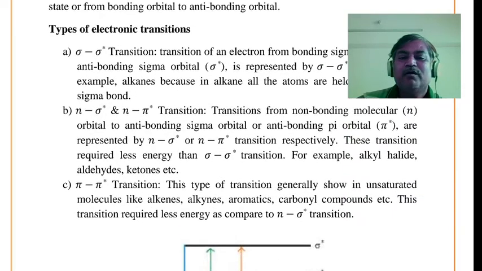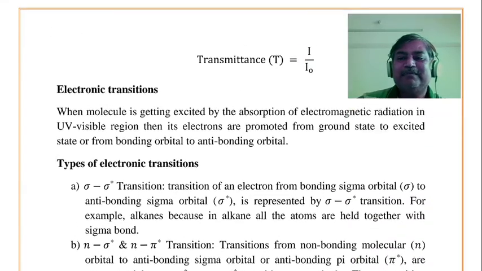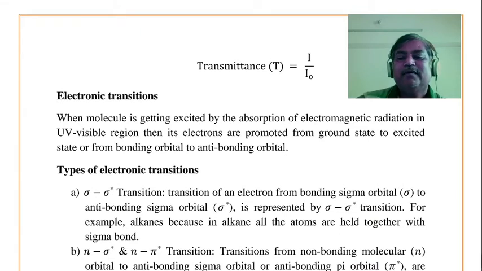So the first type of transition is the sigma to sigma star transition. Sigma to sigma star transition. In this type of transition, electrons from the bonding sigma molecular orbital are promoted towards the anti-bonding sigma molecular orbital.